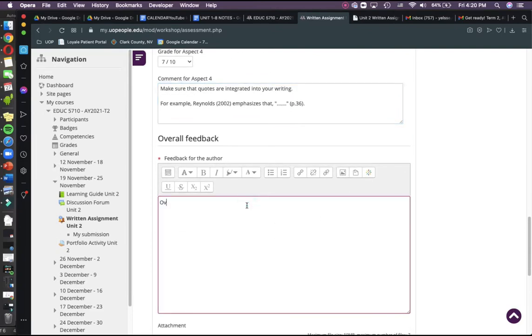Here in this section, you want to give overall feedback. Was it a great paper overall? Was it confusing? Was it clear? Was it well written? Was it well done? Was it well expressed? Did the student understand? And you definitely want to start off with a positive. I do want to remind you that they are real humans on the other side of the screen, so you always have to keep that in mind.